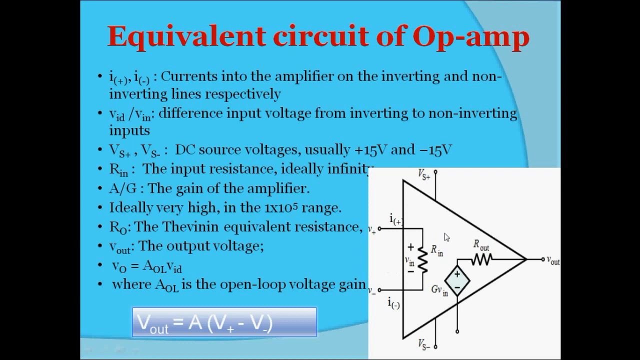The output voltage equation we can define is A into (V plus minus V minus). V minus is the input to the inverting input terminal, and V plus is the input to the non-inverting input terminal. So these equations we can define here, having A as the open loop voltage gain, very large, ideally infinite. Output voltage V0 is equal to AOL into VID. VID is the difference between the input terminals.